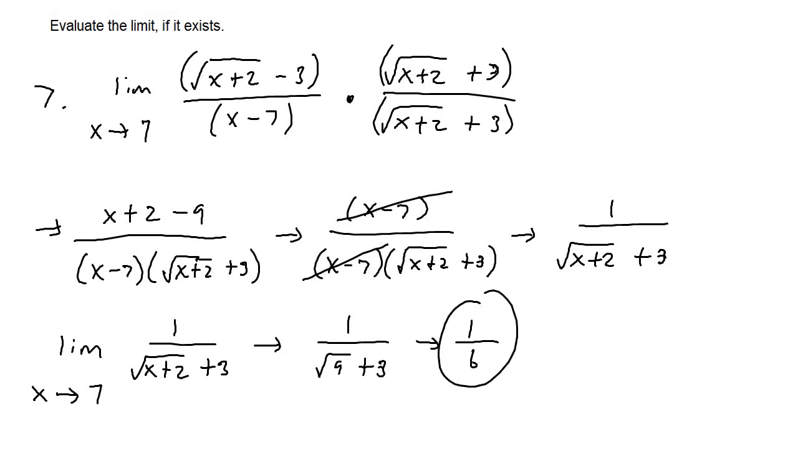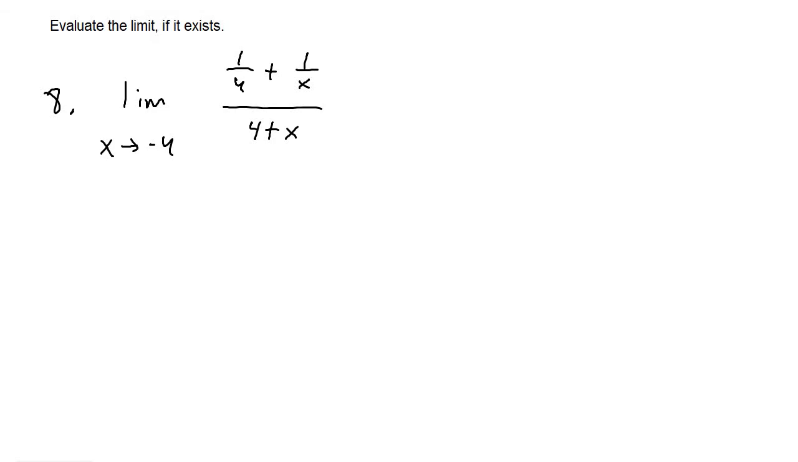So now for number 8, we have the limit as x approaches negative 4 of 1 over 4 plus 1 over x, over 4 plus x. Obviously direct substitution doesn't work because 4 plus a negative 4 is 0. We can't divide by 0. So let's go ahead and try to simplify this function.